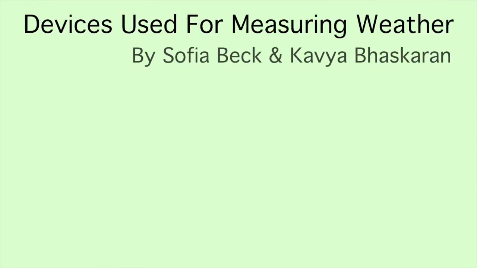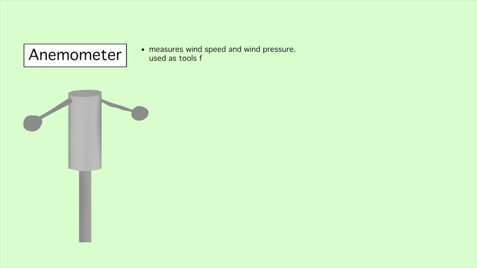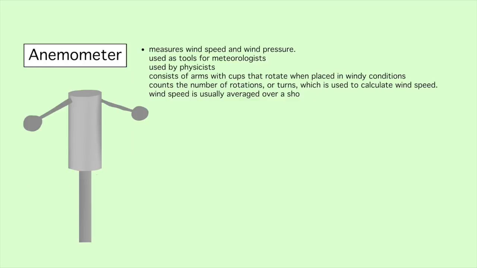There are some common instruments to measure weather, which are anemometers, barometers, hygrometers, thermometers, and rain gauges. First, we have anemometers, which are used to measure wind speed and wind pressure.